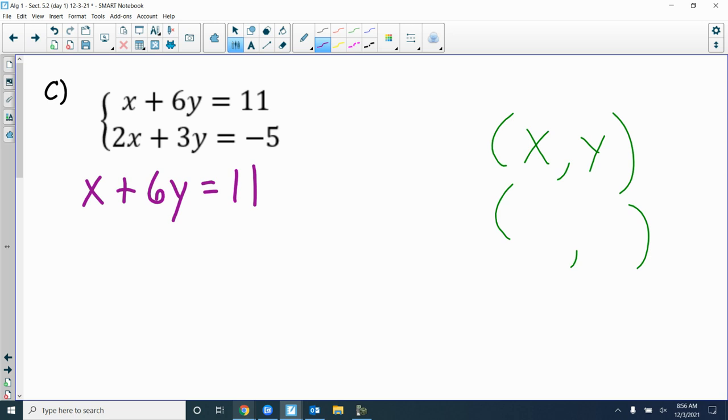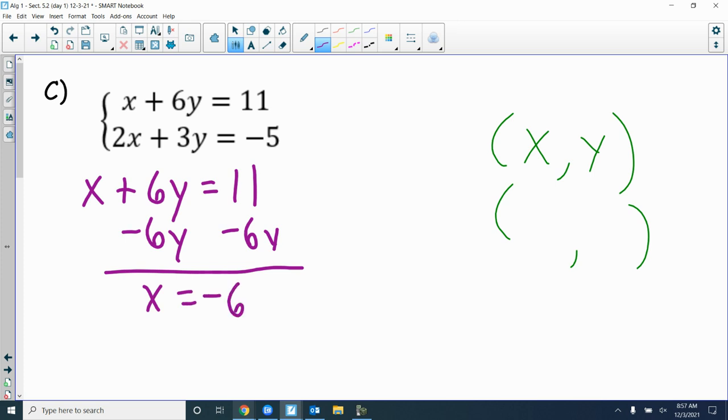Since x doesn't have a number in front of it except 1, it's pretty easy to get it by itself. How can I get x by itself? What am I going to do here? Subtract the x. No, I don't want to do that because then I have to get the 11 over this. I can do it in one step. Oh, did you subtract the 6y? Nice job. I want to do this. Now, be careful for the love of humanity. Guys, these aren't like terms. Don't put them together. Don't go like 5y. They're not like terms.